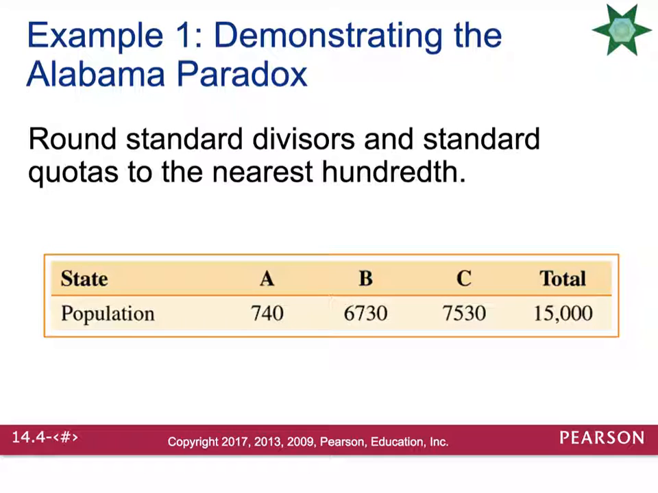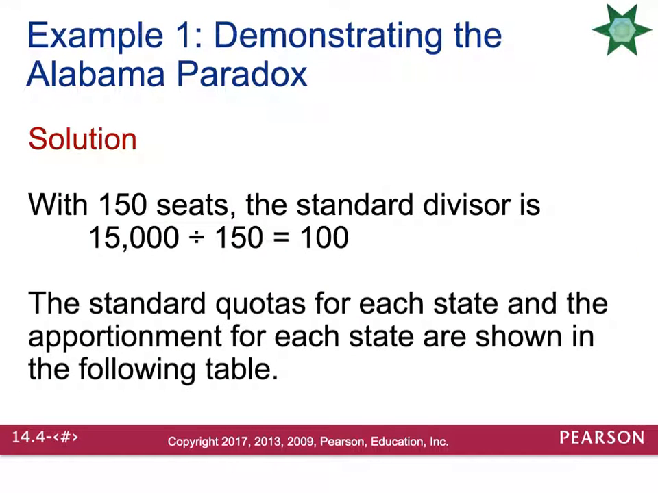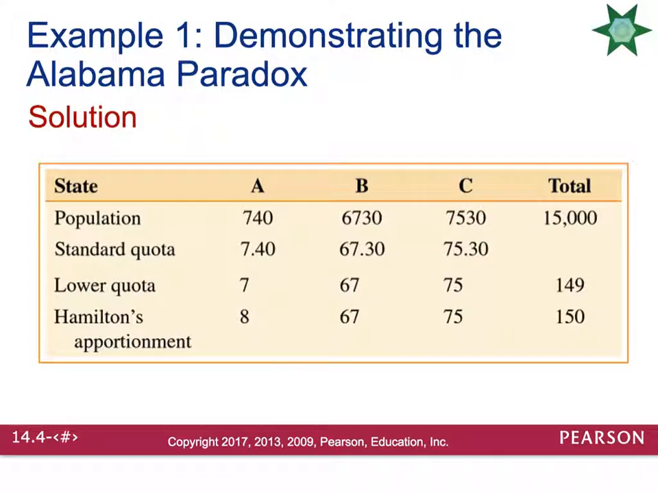Remember, to calculate your standard divisor, you have to take your 15,000 and divide it by how many seats you have, which is 150, and your standard divisor should be 100. Then to get your standard quota for each state, you need to take the population of each state divided by the standard divisor. So 7,40 divided by 100 is 7.4. 6,730 divided by 100 is 67.3. 7,530 divided by 100 is 75.3.